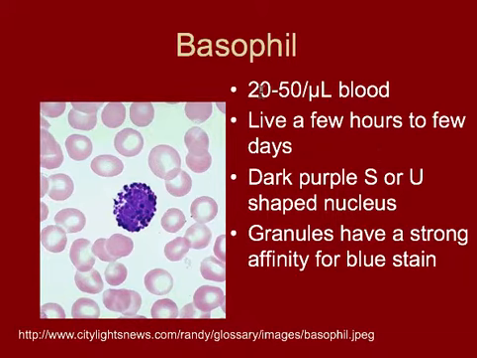Basophils come in very small numbers, so 20 to 50 per microliter of blood. They live only a very short time, and they're smaller than your eosinophils and your neutrophils, and they are characterized by these very dark purple granules, blue or purple. Their nucleus is purple and the granules on top of them are sort of blue, but they all kind of blend together. They look like big, dark dots.